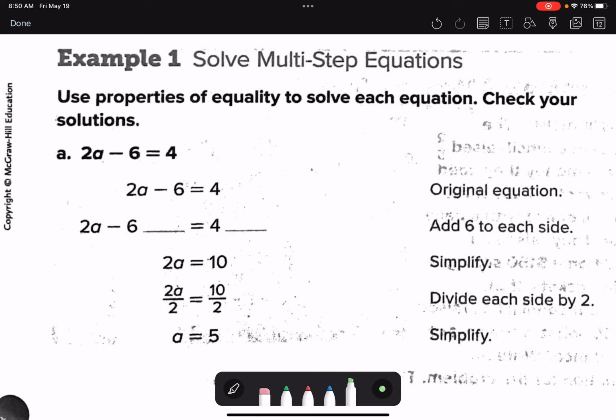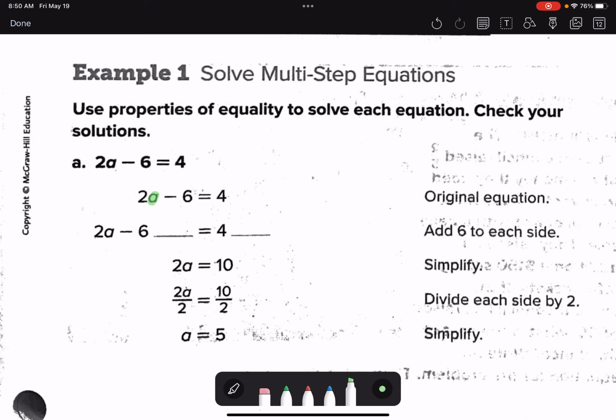There's only one variable, so I don't need to move it. Step number 3, move everything that is not A. So let me identify A. A is right here. What's around A? What is everything doing to A? That 2, what is the 2 doing to A? It's timesing it. It's getting multiplied by 2. So that means I'm going to have to divide. And what is that 6 doing to A? It's subtracting from A. And that means I need to add.